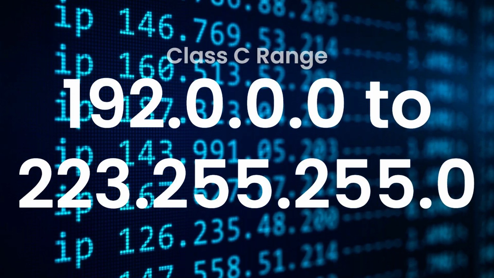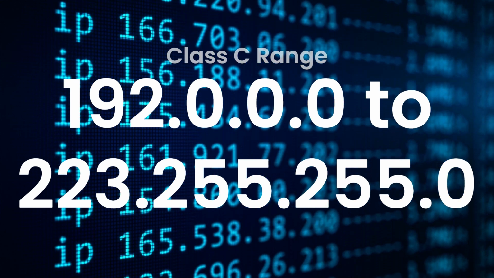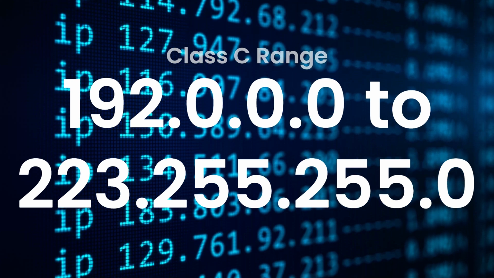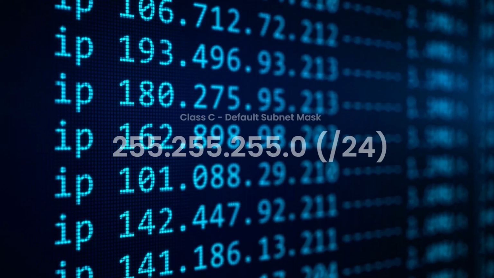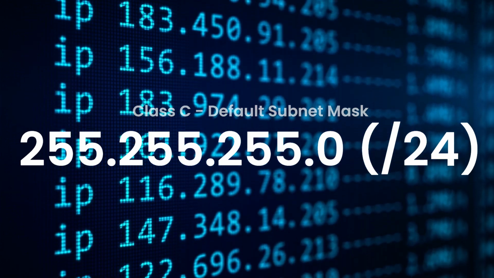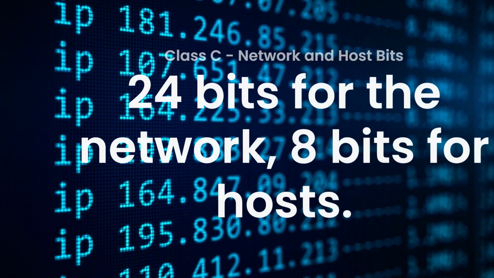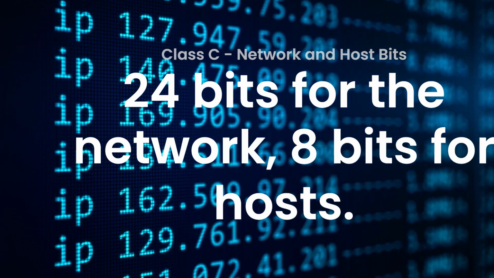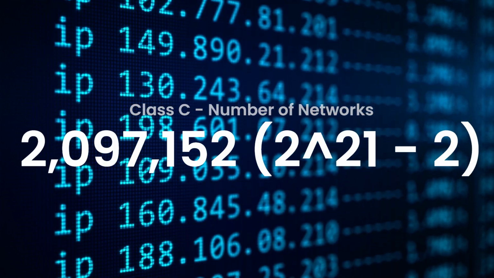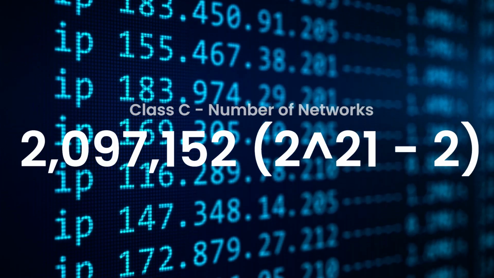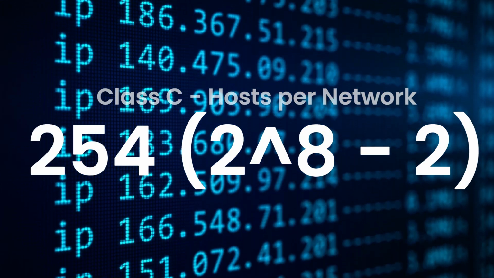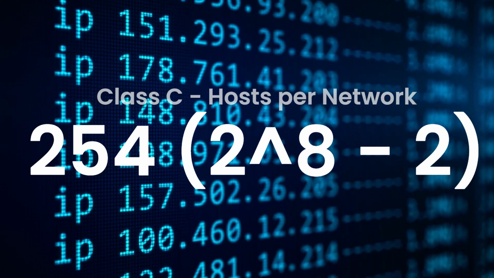Next, we have IPv4 Class C subnet with a range of 192.0.0.0 to 223.255.255.0. With a default subnet mask, 255.255.255.0/24. Network and host bits are 24 bits for the network, 8 bits for hosts. The number of networks, 2,097,152, 2 to the power of 21-2. With hosts per network, 254, 2 to the power of 8-2.